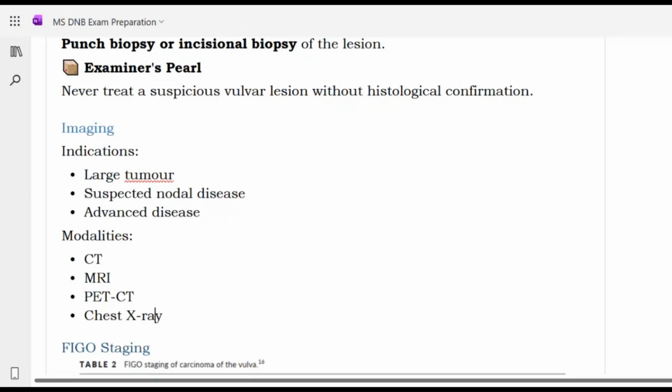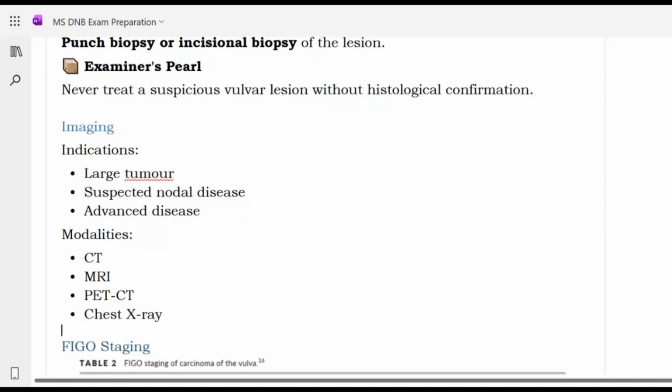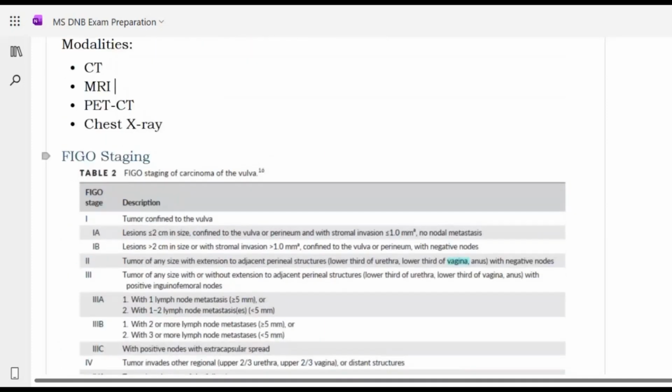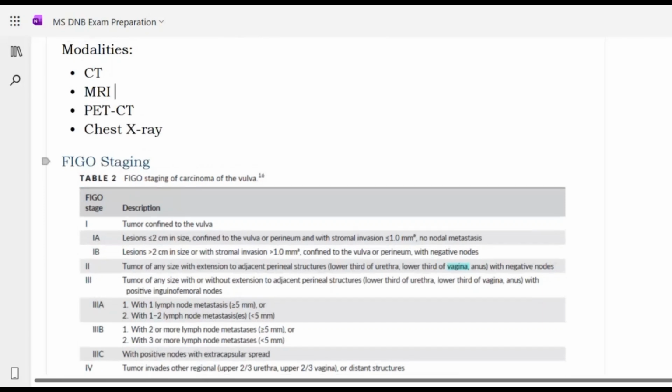So imaging, you have to do imaging, especially when the tumor is large, suspected nodal disease, and advanced disease. So you will do the imaging. The imaging technique is either CT scan, MRI, PET scan, or chest X-ray. This is to find out the involvement of the nodes. Which nodes are involved, that also we have seen.